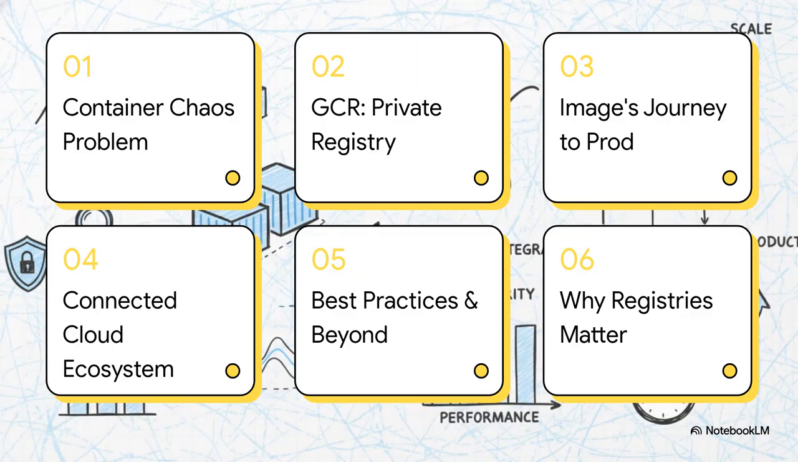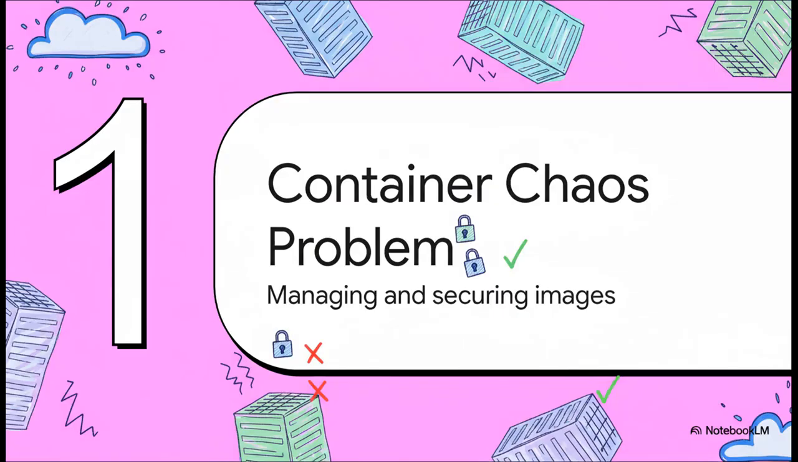So here's what we're going to cover. First, we'll unpack the problem that GCR was built to solve. Then, we'll define what it actually is and follow an image all the way from a developer's laptop to production. After that, we'll see how it plugs into everything else on GCP, run through some best practices, and wrap it all up with why this stuff is so critical for any modern application. Okay, let's kick things off with the problem itself.